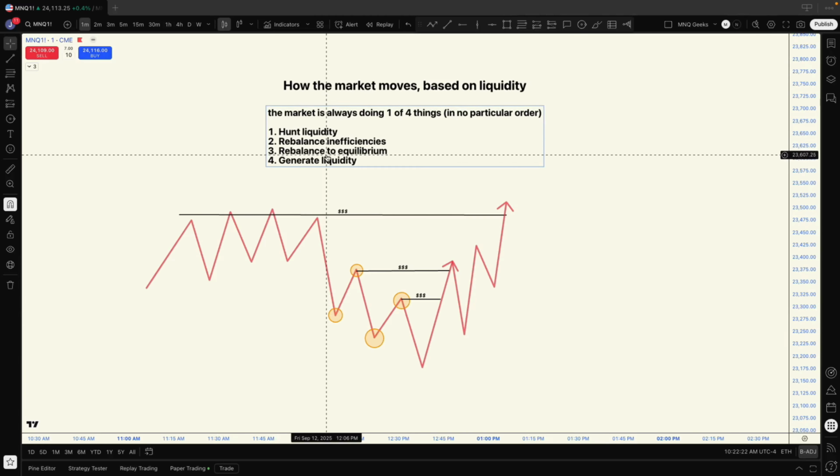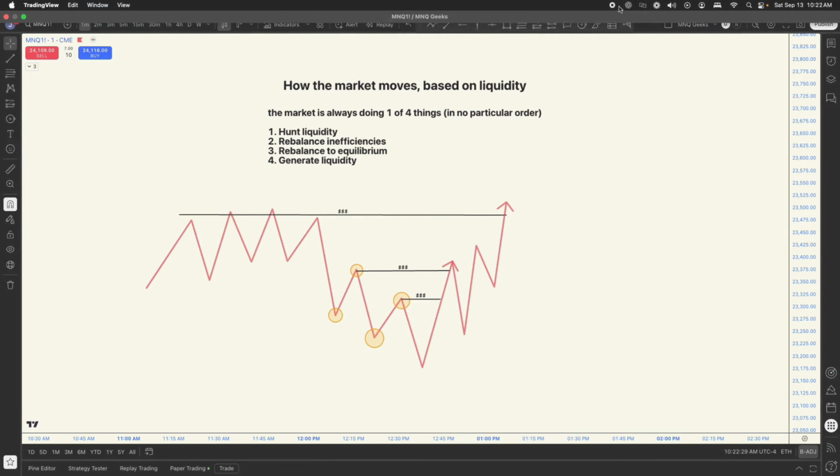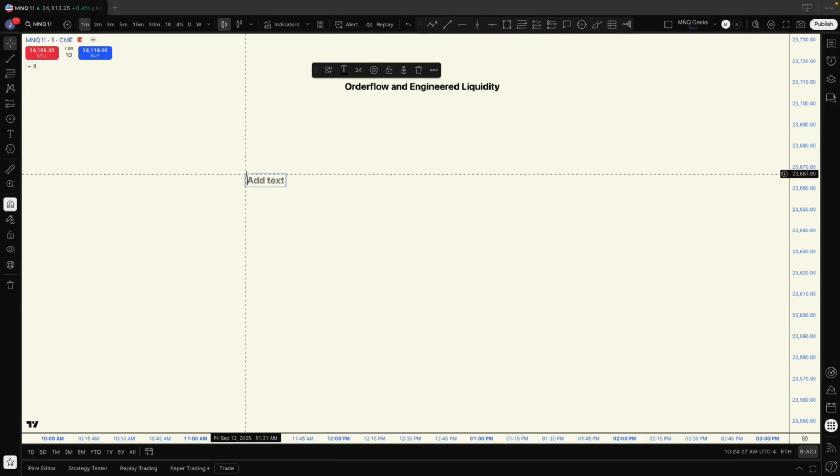So like I said, for generated and engineered liquidity, I'm going to get into that right now a little bit more with a talk on order flow. So let's get into that. Within order flow, we obviously have two directions that price can go, up and down. Up is going to be called bullish order flow. Down is going to be bearish order flow.